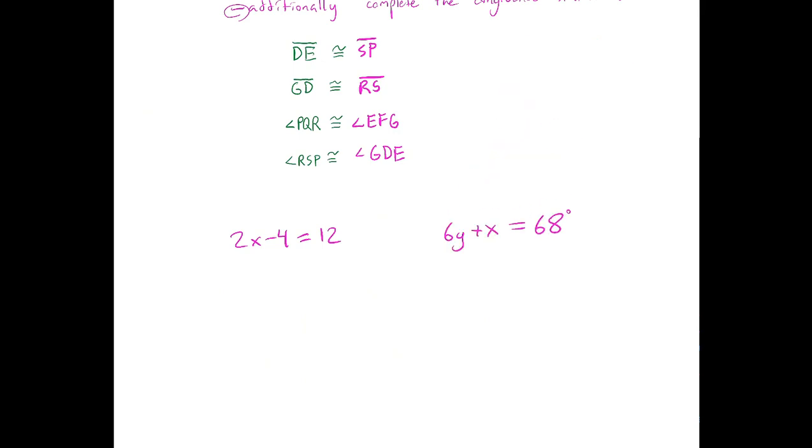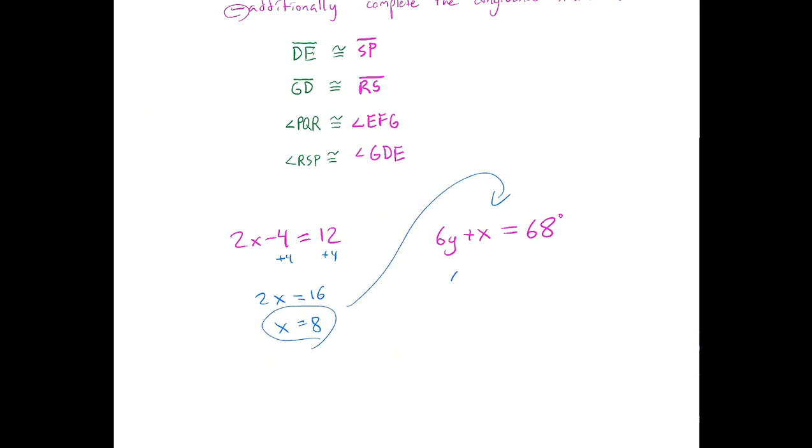So now combining these, I could make a system of equations, two equations with two variables, but really I don't need it because I could just solve this one on the left. So plus 4, we get 2x is 16, we get x is equal to 8, and now I could just plug this in. And now we really just have 6y plus 8 equals 68. Now there's only one solution. So we got 6y equals 60, y equals 10.